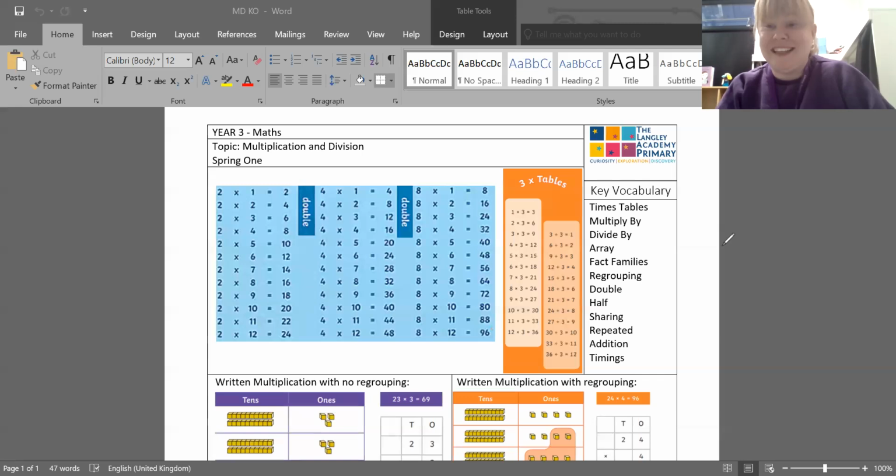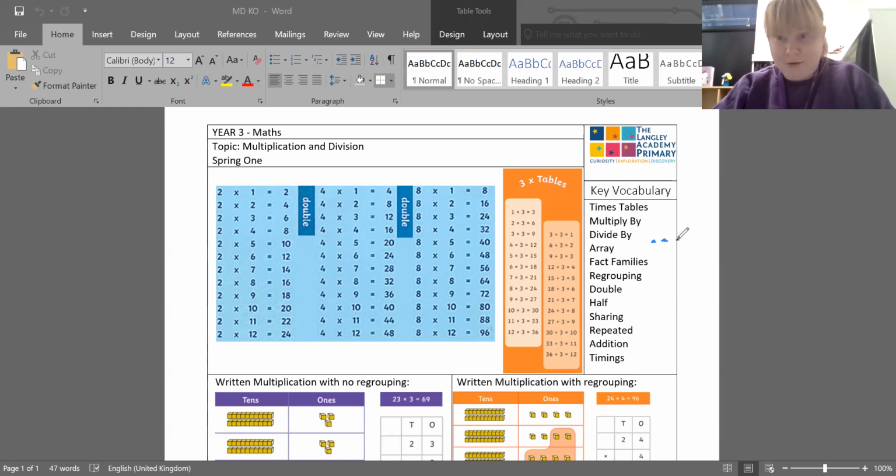Our key vocabulary this term for multiplication and division is times tables. This is our multiplication tables that we have been learning. Multiply by means we're making the number larger. Dividing by means we're making and sharing. Our arrays, when we draw them, are a visual representation.